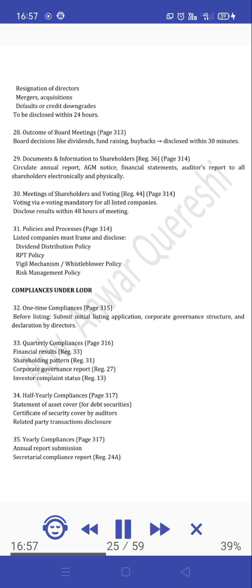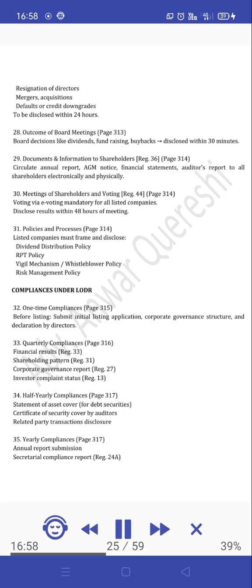Compliances under LODR. 32. One-time compliances, page 315. Before listing, submit initial listing application, corporate governance structure, and declaration by directors. 33. Quarterly compliances, page 316. Financial results, Reg. 33. Shareholding pattern, Reg. 31. Corporate governance report, Reg. 27. Investor complaint status, Reg. 13.